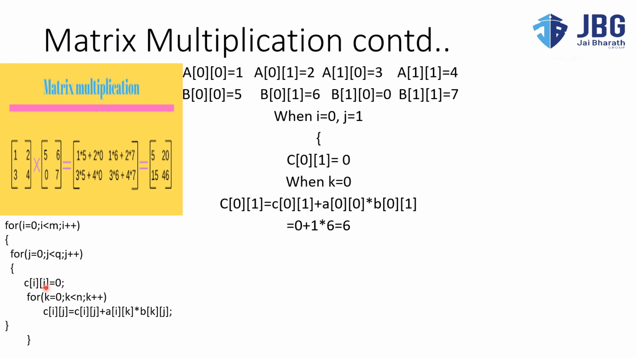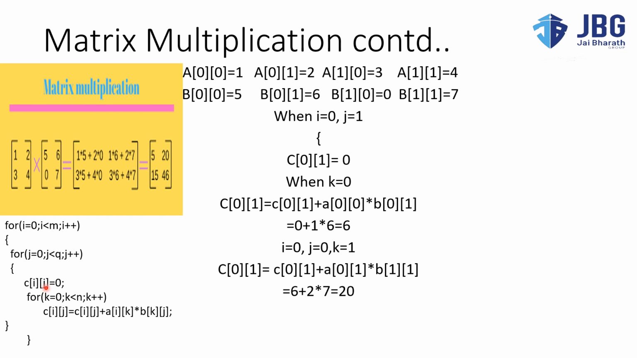Then k will get incremented by 1, and when we substitute in the loop, we will get 20. So we got 1 into 5 plus 2 into 0 as 5, that is first row into first column, and first row into second column: 1 into 6 plus 2 into 7 equal to 20. So after executing j equal to 0 and 1, we got the values 5 and 20 here.